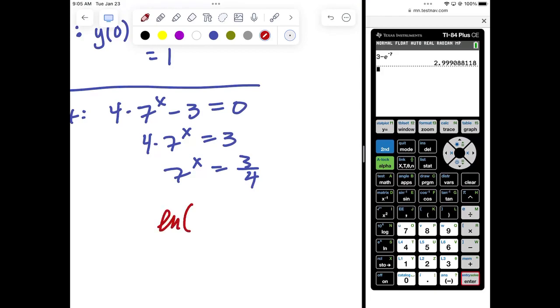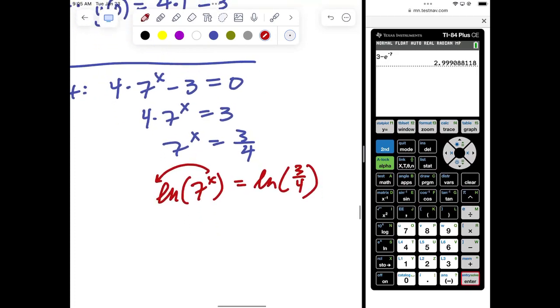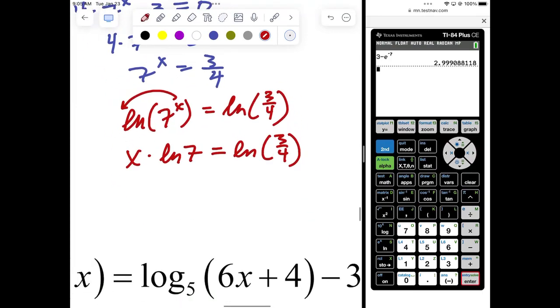So we'll take the natural log of 7 to the x equals the natural log of 3/4. Natural log both sides. Now, that allows the x to come out front, which gets it out of exponent land. And then natural log of 7 is just a number. So my final answer could be the natural log of 3/4 all over the natural log of 7. That's the x-intercept. And that should be a negative number, which it is, because the natural log of 1, remember, is 0. So the natural log of 3/4 should be a negative number.